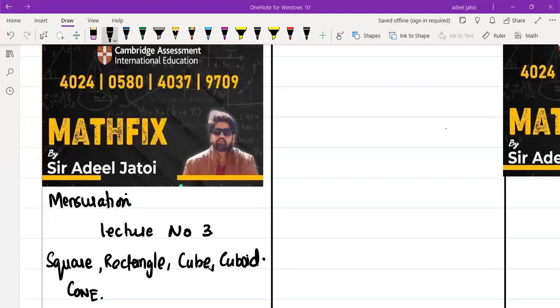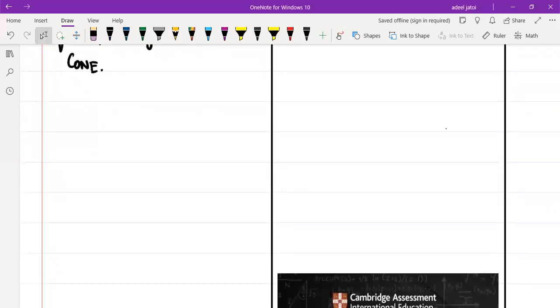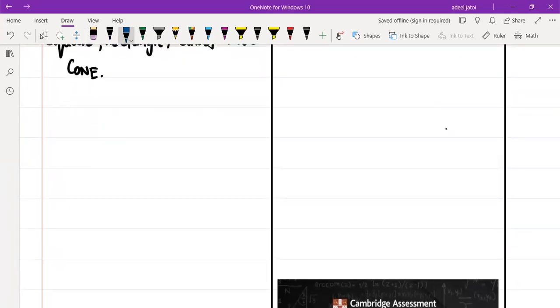Mensuration lecture number 3. We'll be covering square, rectangle, cube, cuboid, and cone. So let's just start off with the square. Square is a 2D shape. So what are the properties of square?